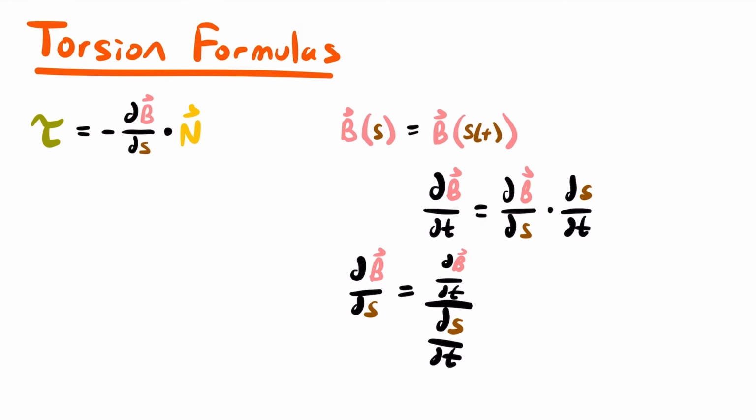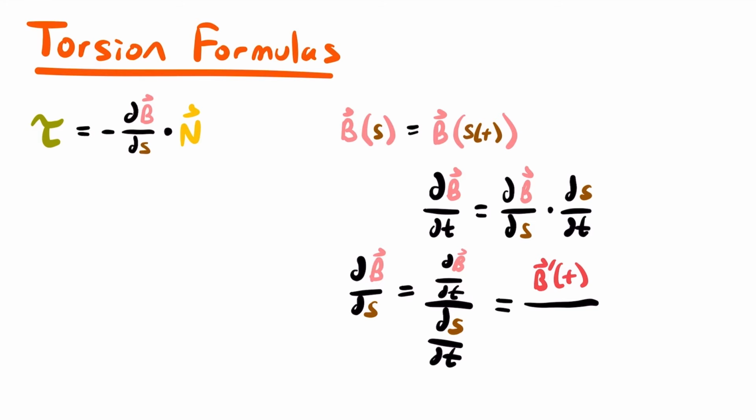All right, and so now rewriting this, the numerator dB dt, that would just be the derivative of the unit binormal vector with respect to t. So we could rewrite that like this. I'll represent that with B prime of t, the derivative of the unit binormal vector with respect to t. But what about the denominator? What is ds dt? What would that be equal to?